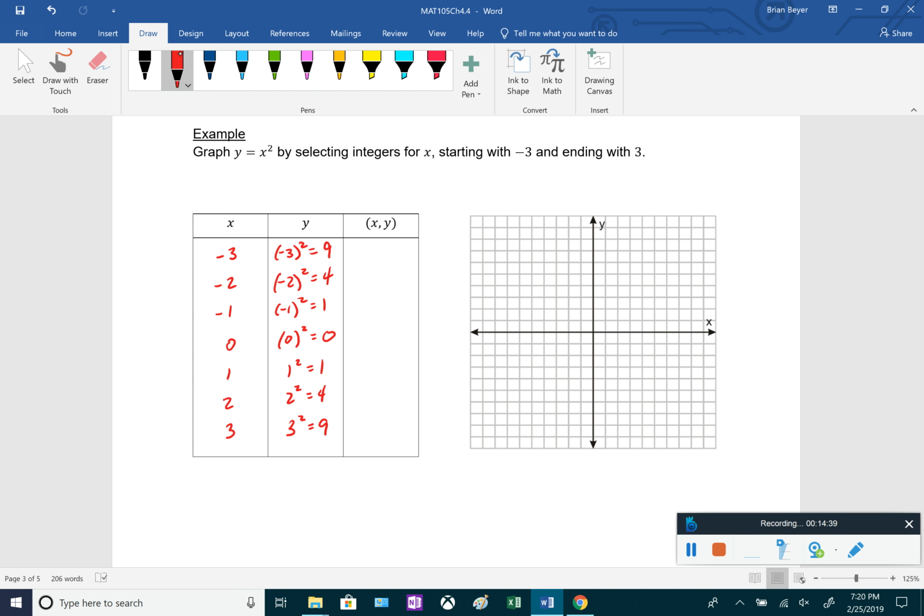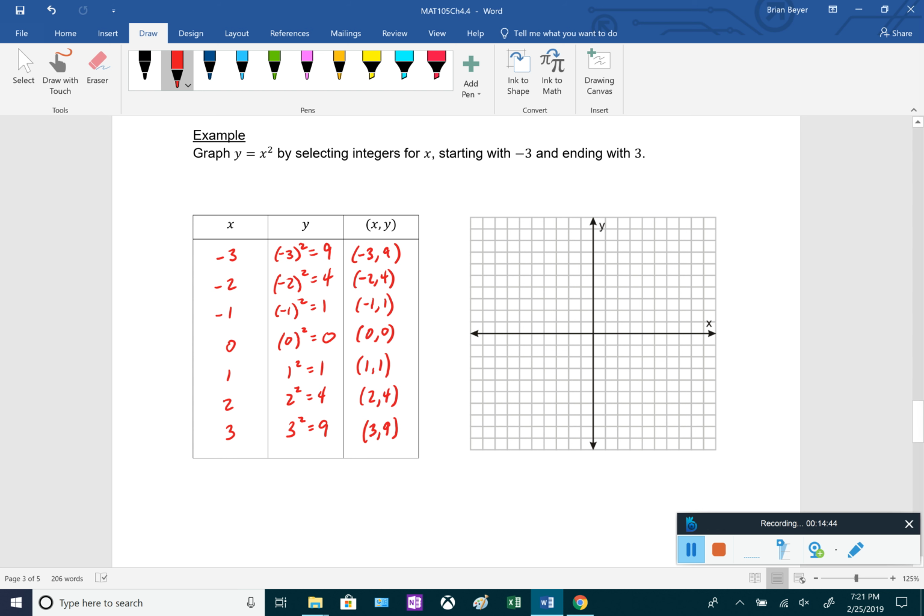Okay, so I'm just going to fill in these ordered pairs real quick. So we get all these points, and I'm going to plot them all. Negative 3 comma 9 is right up here. Negative 2 comma 4 right here. Negative 1, 1. 0, 0. 1, 1. 2, 4, and 3, 9. So we're going to connect these with a smooth curve. It's going to look something like this, and just get in the habit of labeling your graphs. This is y equals x squared.